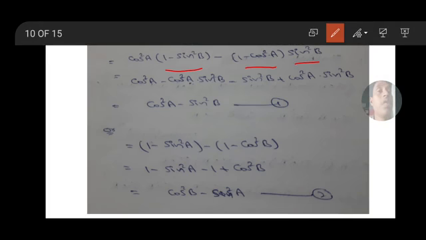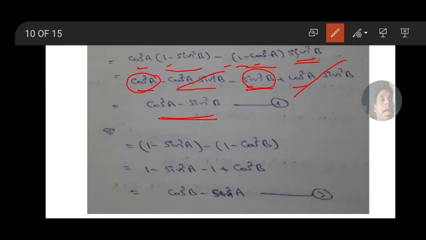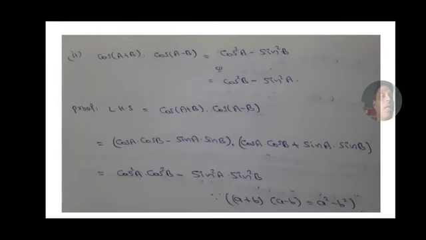Okay. Simplification: cos square a into 1 is cos square a, minus cos square a sin square b, minus with minus, 1 into sin square b is minus sin square b, plus cos square a into sin square b. This cos square a sin square b and minus cos square a sin square b cancel, so cos square a minus sin square b is the answer. It is the identity, cos square a minus sin square b.